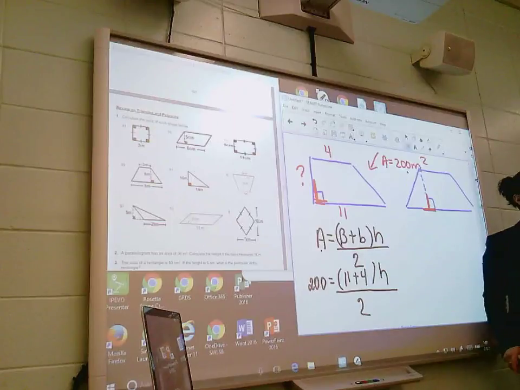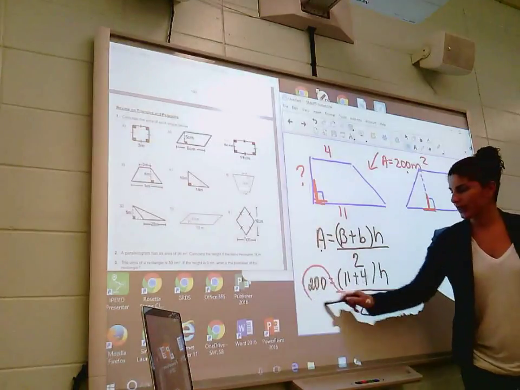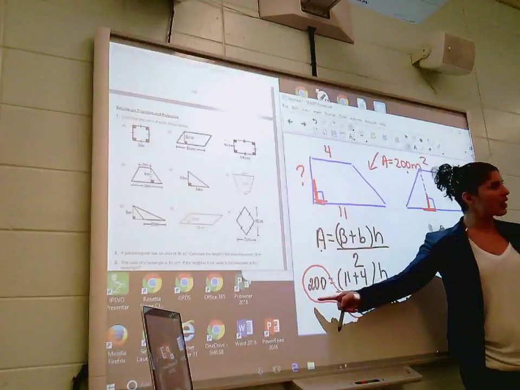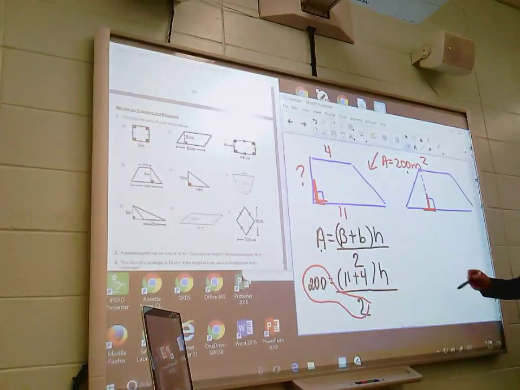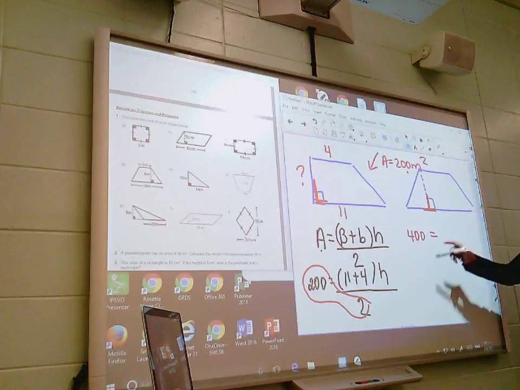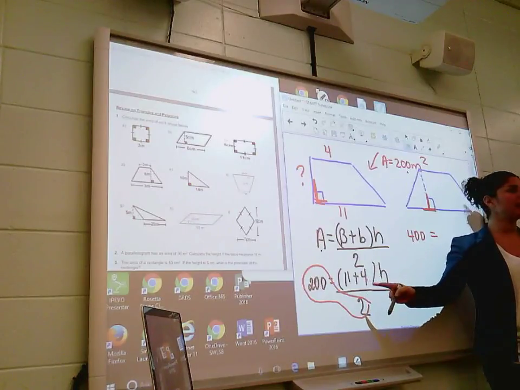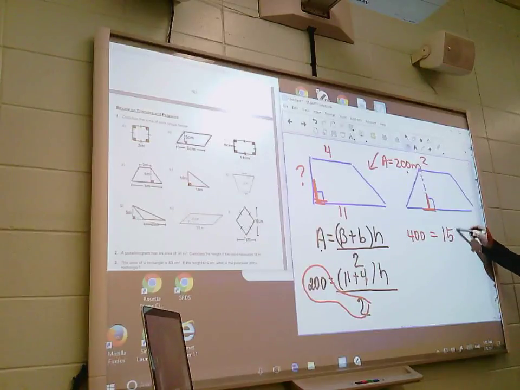What did we say that we had to do to get rid of the 2? Who can help me out? Cross multiply, because it's a division of 2. Therefore, on the other side of the equal sign, it's a multiplication of 2. So 2 times 200 is 400 equals, and I'm going to add these two right now. So I'm going to do this in one step. 11 plus 4 is 15 H's.